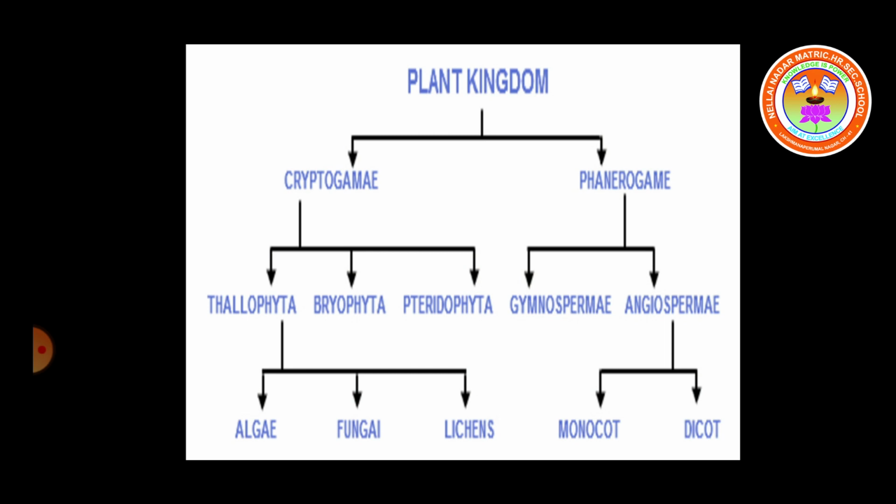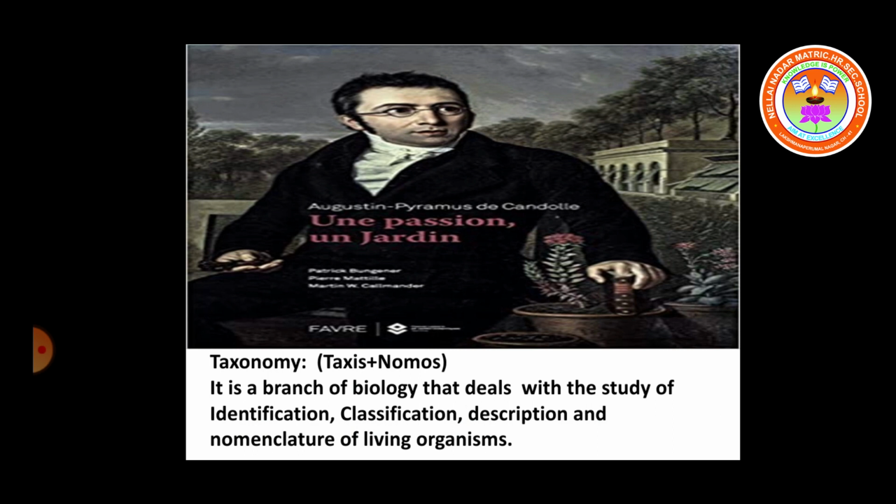But how do we know all these things? The living organisms show lot of similarities and differences so that they can be arranged into many groups systematically. To classify living organisms, there is a branch of science called taxonomy. Now we'll see what is taxonomy.